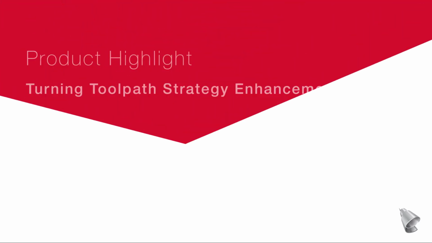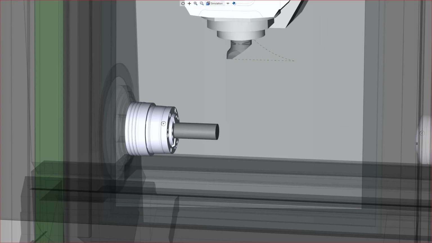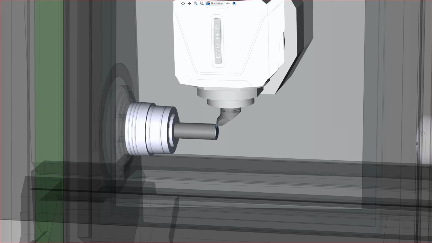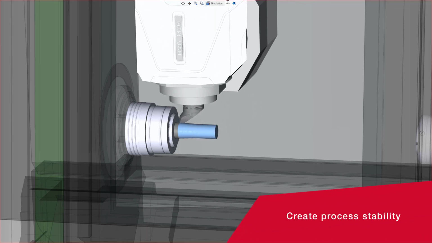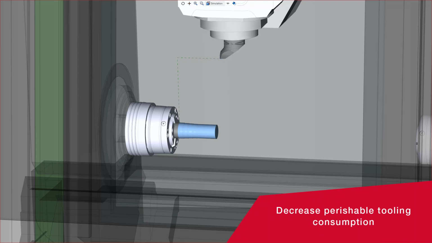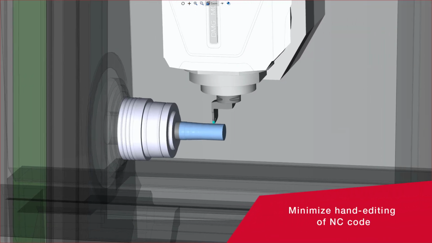This video describes the Turning Toolpath Strategy Enhancements, now available in ESPRIT. There are several enhancements to both solid turn grooving and contouring to minimize machine operator intervention, create process stability, decrease perishable tooling consumption, and minimize hand editing of NC code, which introduces risk.